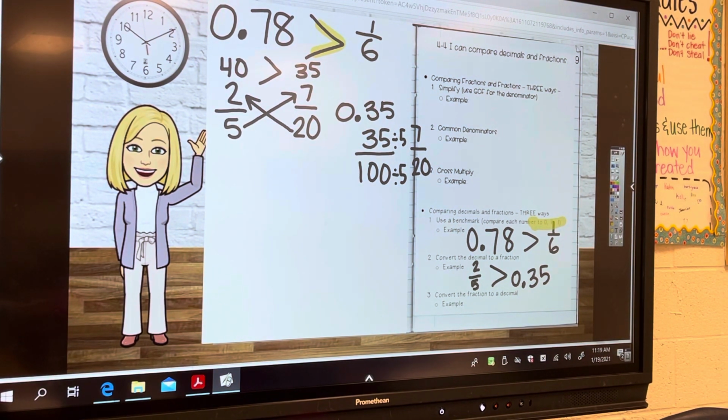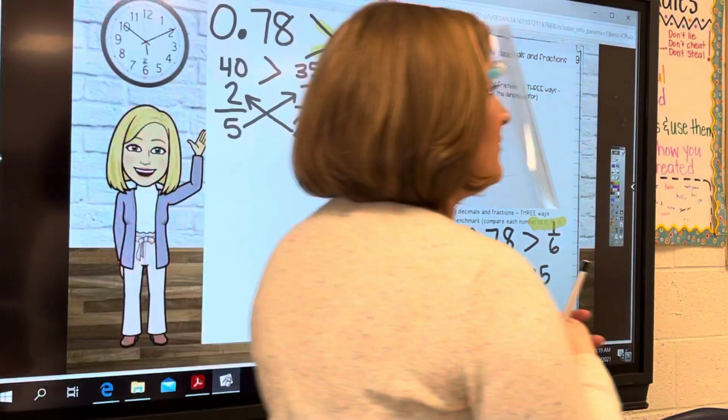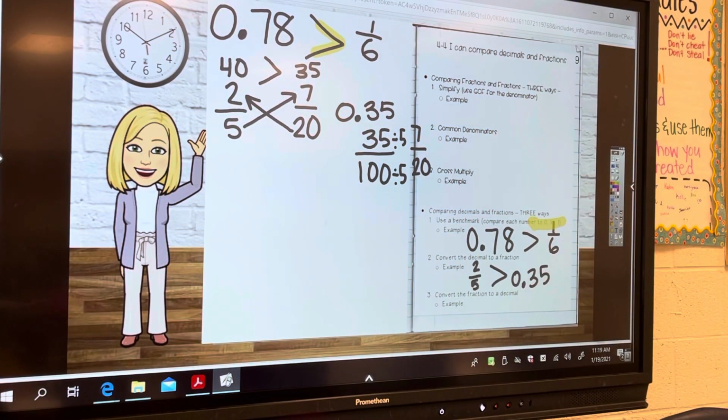Okay? That's a lot of work, okay? That's a lot of steps. And as I've told you before, the more steps you have, the easier it is to make a mistake, okay? The fewer steps we have, the less likely it is to make a mistake, all right?